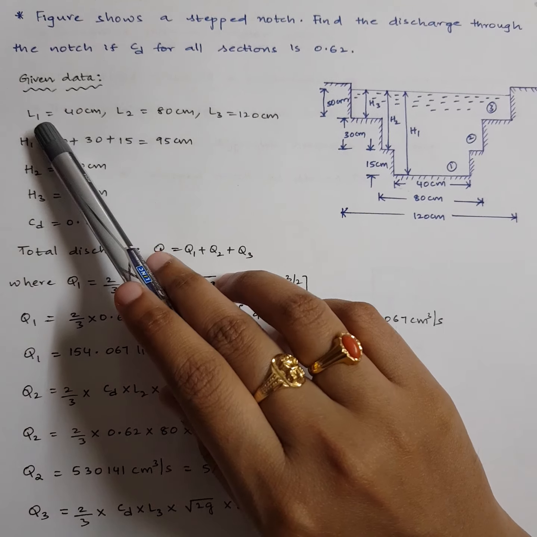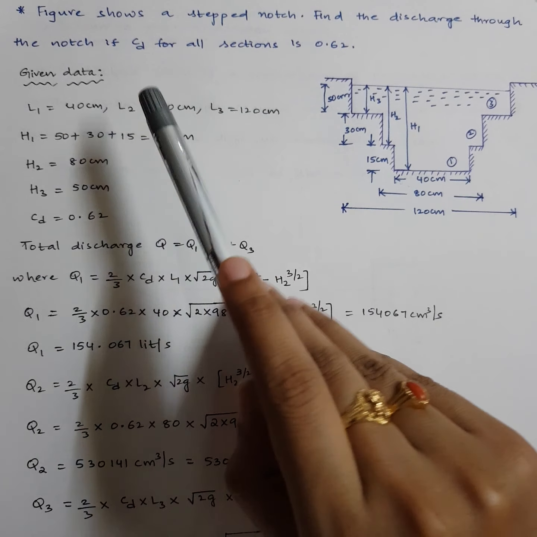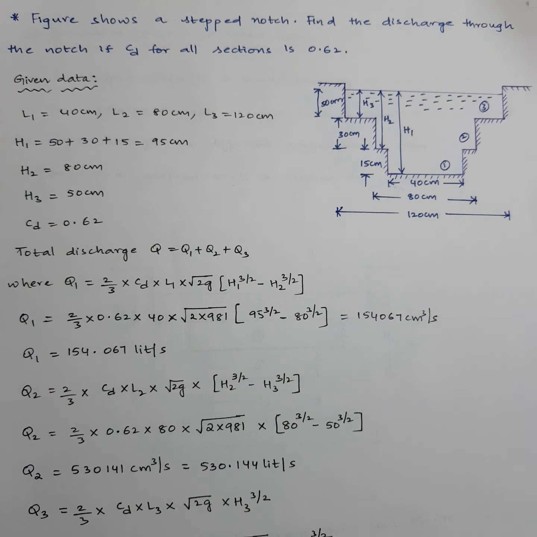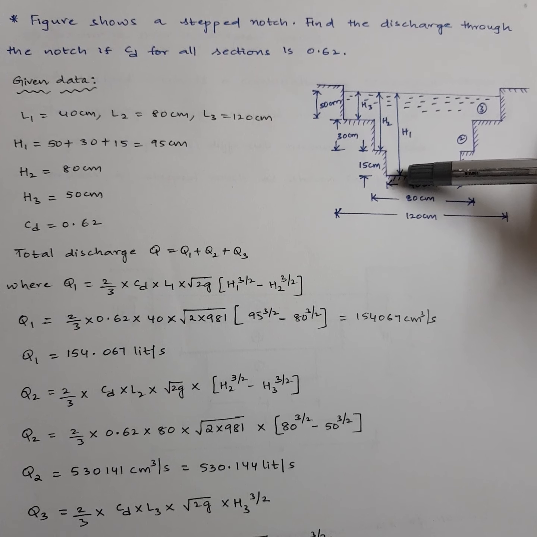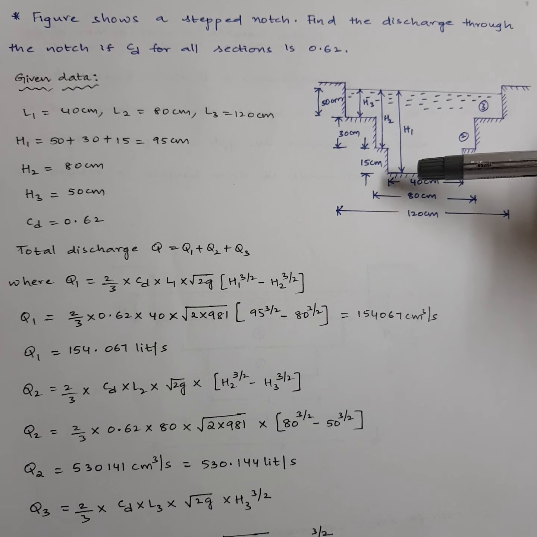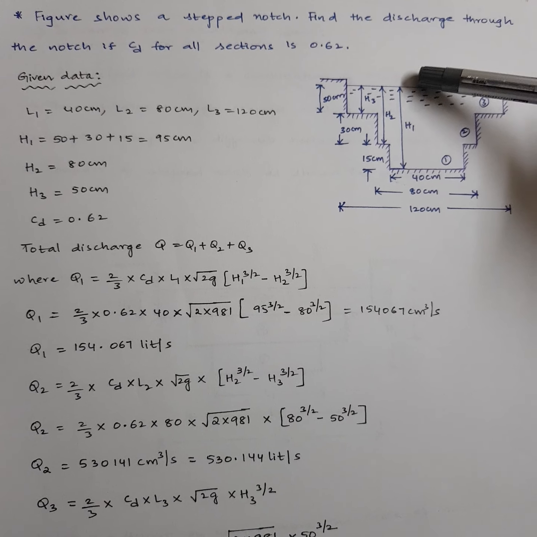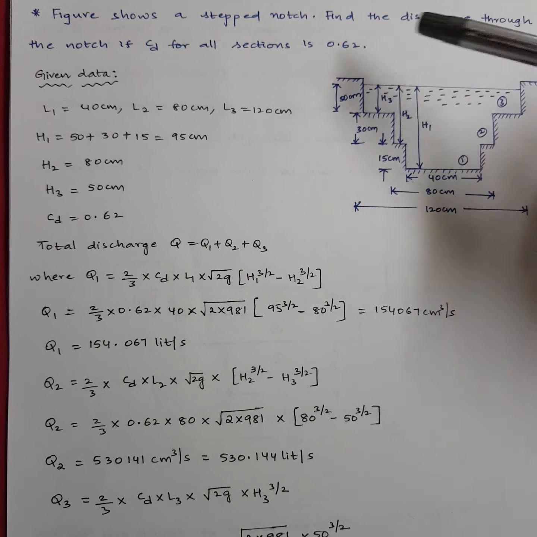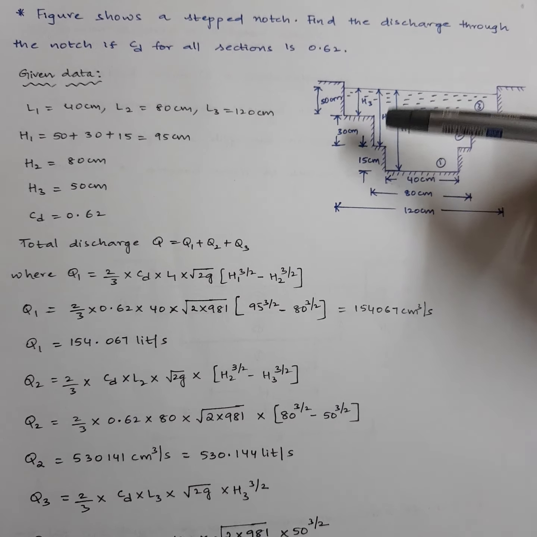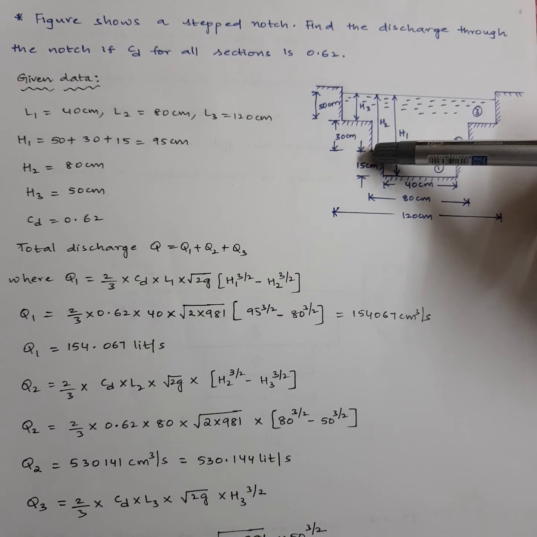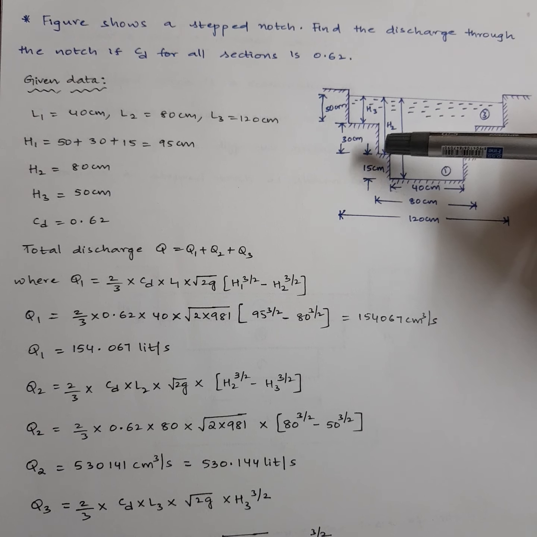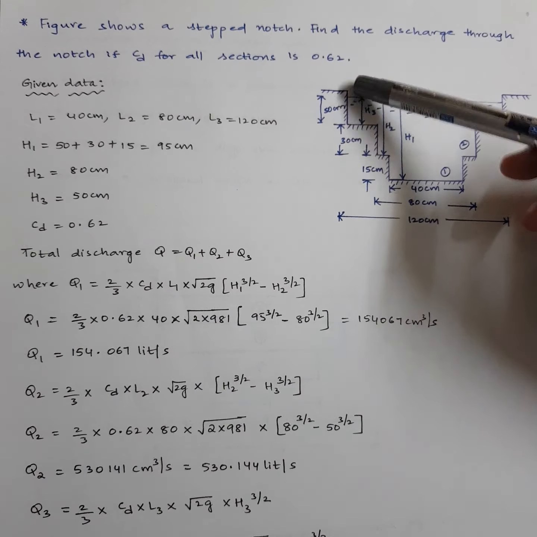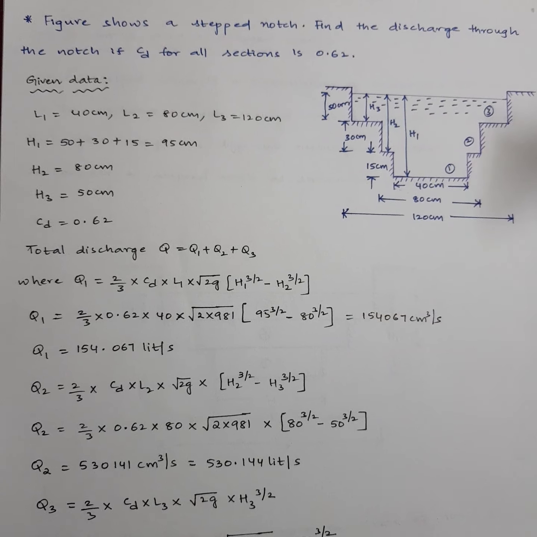So first I'm writing the given data. L1 is 40 centimeters, L2 is 80 centimeters, L3 is 120 centimeters. So let's calculate h1. What is h1? It's the height from the crest of notch 1 to the free surface of water. So our crest 1 is here, free surface is here. So what is the total height h1? It is 15 plus 30 plus 50, which is 95 centimeters. What is h2? h2 is the height from the crest of notch 2 to the free surface, which is 30 plus 50, so it is 80 centimeters. h3 is directly 50 centimeters. CD is given as 0.62.